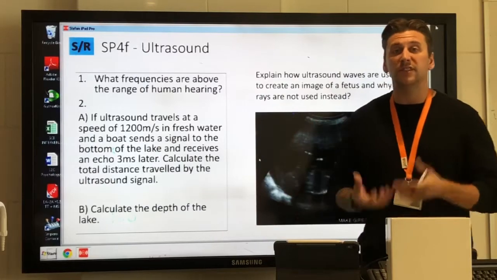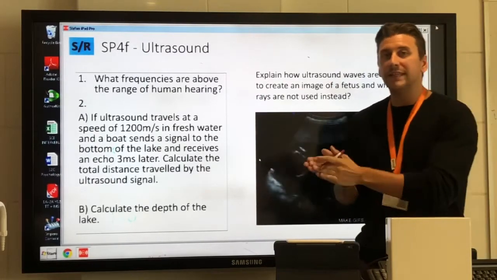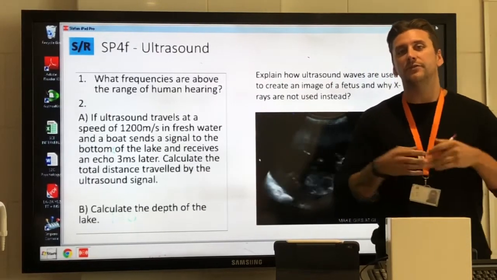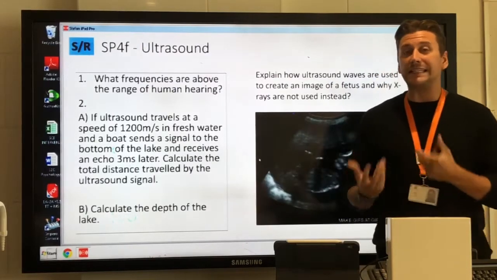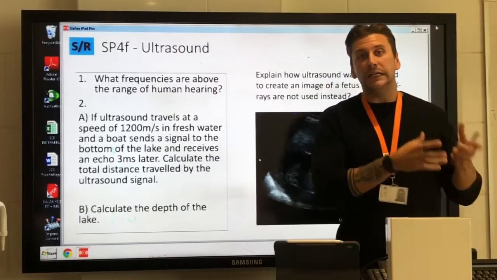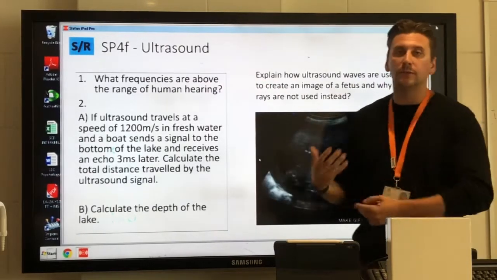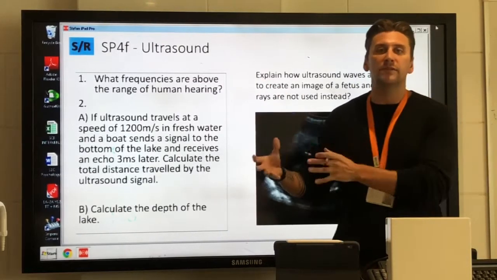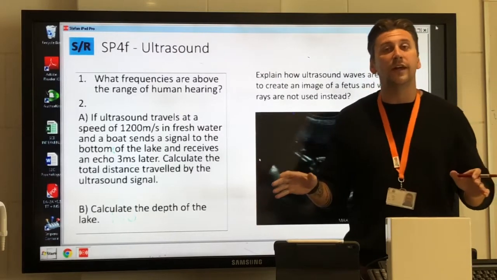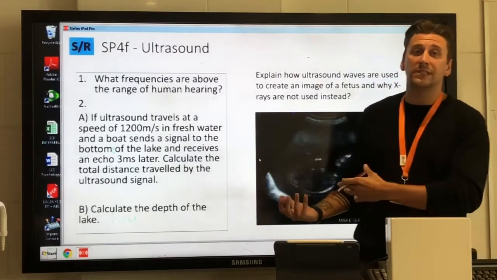The range for sounds in general that we can hear is from 20 Hz to 20,000 Hz. So ultrasound is any sound that has a frequency above 20,000 Hz. So the question, what frequencies are above the range of human hearing, or any waves above 20,000 Hz which we cannot hear, that's referred to as ultrasound.